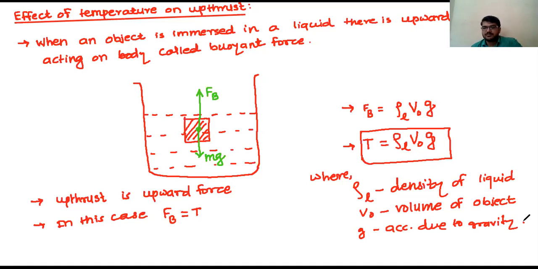Okay, so first of all, pause the video, note down these things slowly. If you have doubt, ask me. Yes, so let's go ahead. Now, here I got the formula, that is thrust is equal to density of liquid into volume of object into acceleration due to gravity. This is what I got for thrust formula.